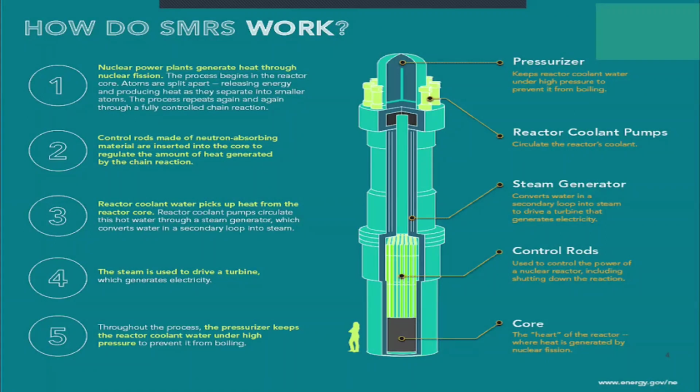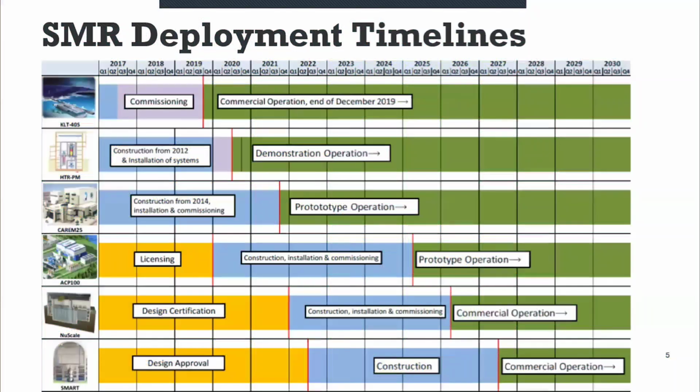For safety features, we have reactor coolant pumps, and these make sure that our small modular reactor does not overheat, and we have the pressurizer, which makes sure that the water does not boil. So moving on, this is just an overview of how simple SMRs work.